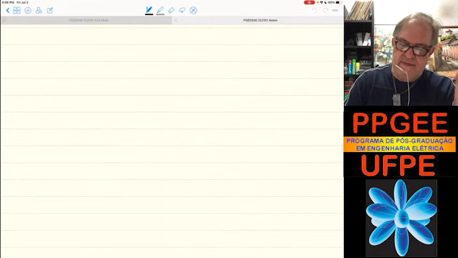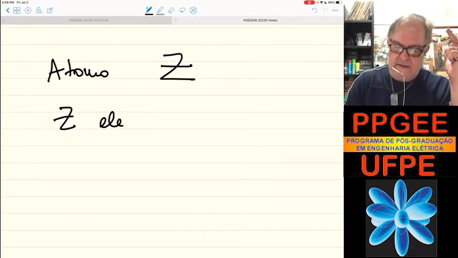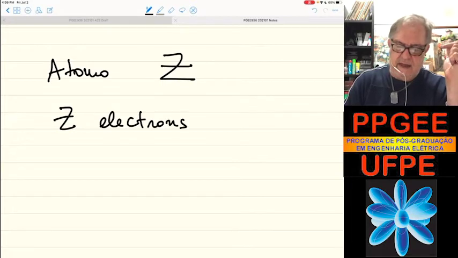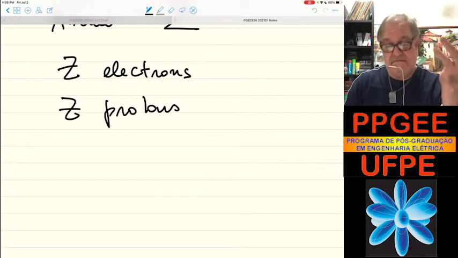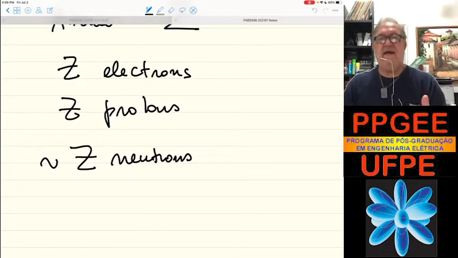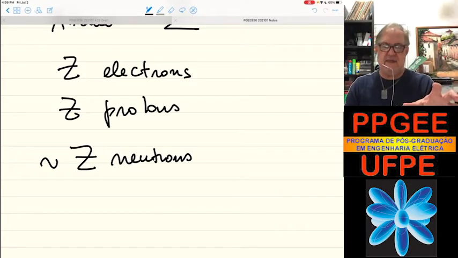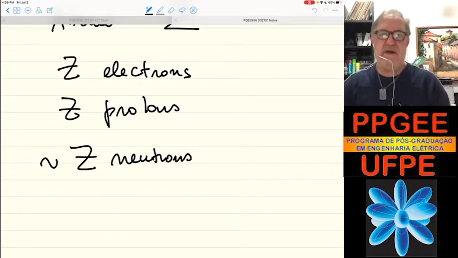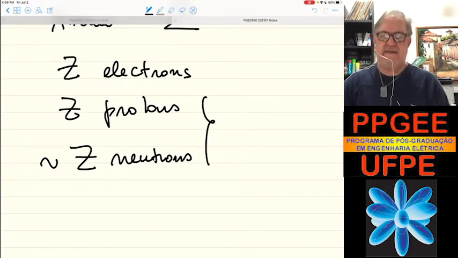Let's say you have an atom with atomic number Z. We have Z electrons, and you have Z protons, and you have something like Z neutrons. So it depends on the atomic mass of the atom and the atomic number Z. We cannot say that exactly, but most of the time the number of neutrons and the number of protons are approximately equal. So we have two Z entities like this, and Z electrons.